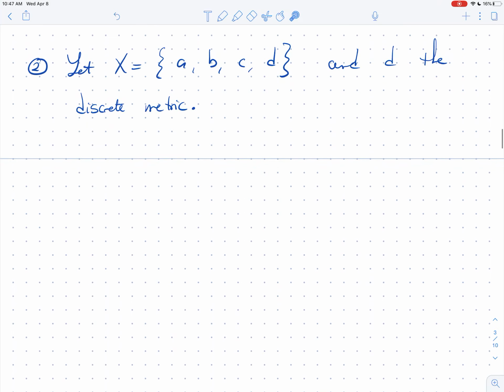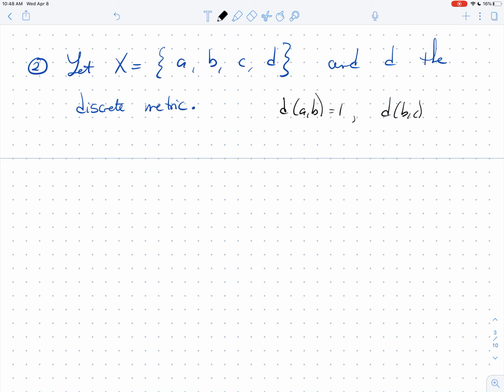So now let's look at another example. Let's think about this set, just A, B, C, D. And I want d to be the discrete metric. Keep in mind the discrete metric is a great metric, by the way, because the distance is either 0 or 1. If A and B are different, then the distance between them is 1. If A and B are the same, the distance between them is 0. And so maybe we should write a few of those down, like the distance between A and B is 1, the distance between B and C is 1, the distance between A and A is 0, and so on and so forth. Okay, I'm going to erase those, but hopefully that was helpful.